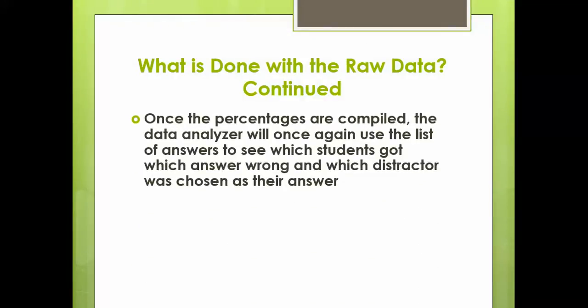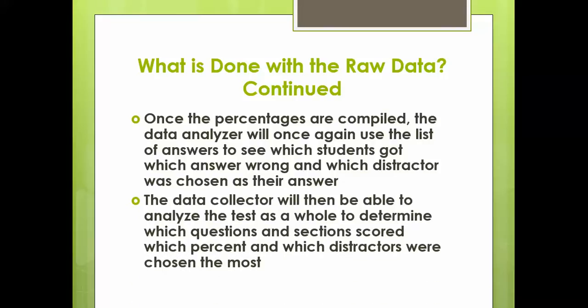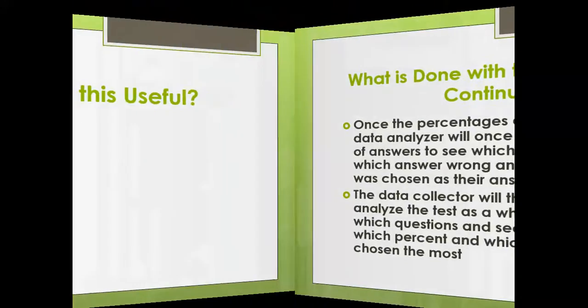Once the percentages are compiled, the data analyzer will once again use the list of answers to see which students got which answer wrong and which distractor was chosen as their incorrect answer. The data collector will then be able to analyze the test as a whole to determine which questions and sections scored which percent and which distractors were chosen the most.